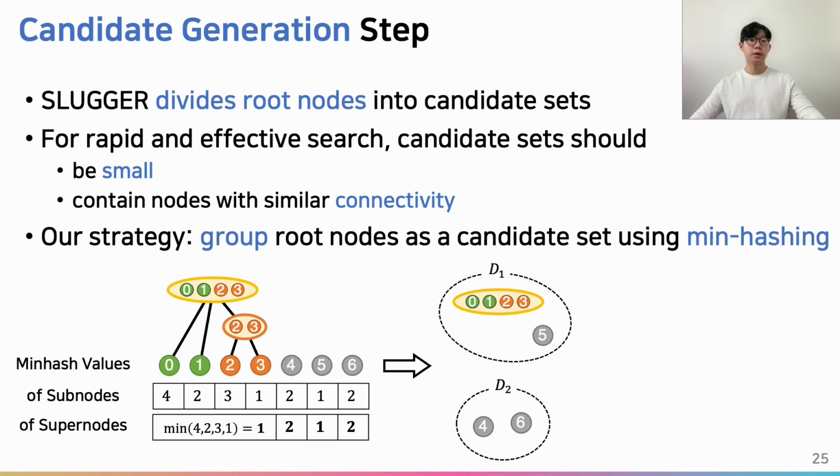This is because naively finding a root node pair whose merger gives the largest reduction in the encoding cost needs to take total number of root nodes, choose 2 pairs into consideration. To generate candidate sets rapidly and effectively, each candidate set should consist of a small number of root nodes, and node pairs within each candidate set should be likely to give a large reduction in the encoding cost. Our strategy is to group root nodes within distance 2 as a candidate set, because merging 2 root nodes with 3 or larger distances always increases the encoding cost. To this end, we employ min hashing.